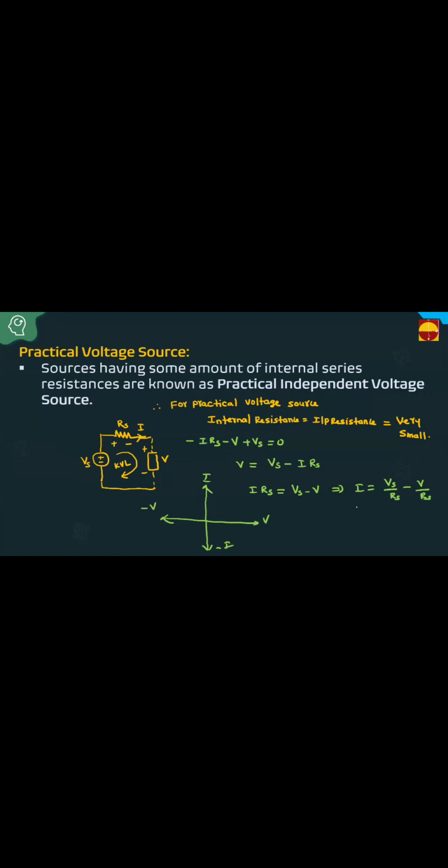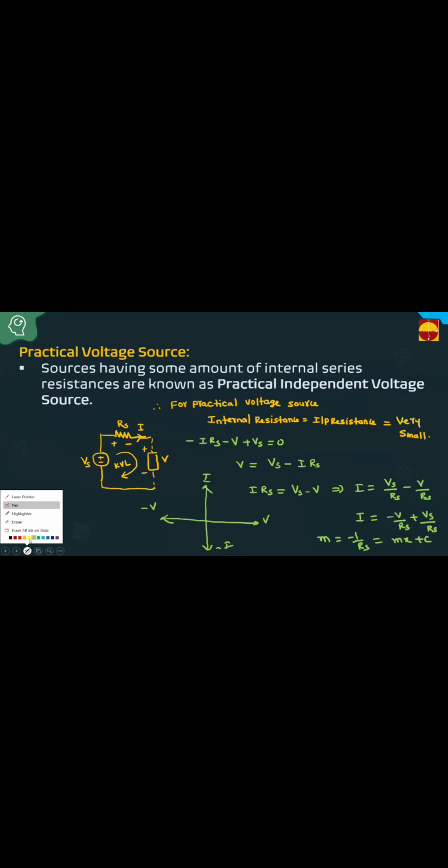Slightly it is reducing. Just like y equal to mx plus c, here y equal to minus V by Rs plus Vs by Rs. What is the slope? It's just like mx plus c. The slope is equal to minus 1 by Rs. Then actually the characteristics are a straight line.